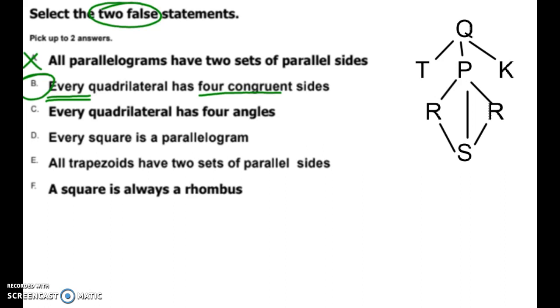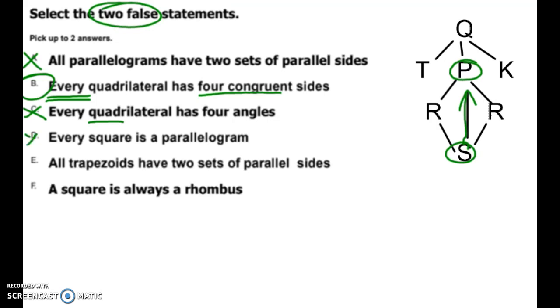Okay. The next one is, every quadrilateral has four angles. Well, quad means four, so it has four sides. Well, if it has four sides, it has to have four angles. So that is true. Every square is a parallelogram. Is this true? Yes, because we can see by our family tree that if we go parallelogram and square, going up, up is always.